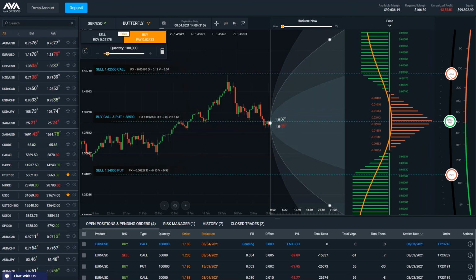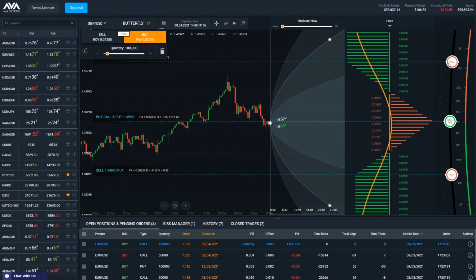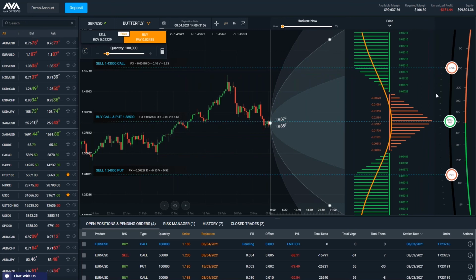So this is a limited risk, limited upside, limited downside. It's called a butterfly because if you turn the screen on the side, it kind of looks a little bit like a bird or a butterfly. You do this trade if you don't know where the market's going to go, but you're sure it's going to have a big move one way or the other. So you buy this. It's cheaper than simply buying the straddle.